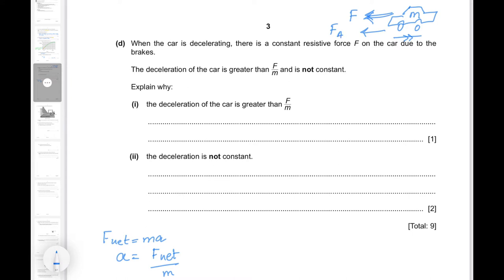And so the total force, or the resultant force, would be F plus FA, meaning that a would be equal to F, which is given in the question, due to the brakes, plus FA, which is the air resistance, divided by the mass. As you can see over here, the numerator is greater, which means acceleration will be a greater value. We need to add the force due to air resistance to the numerator.